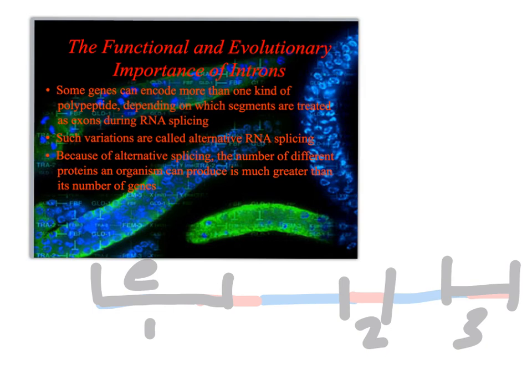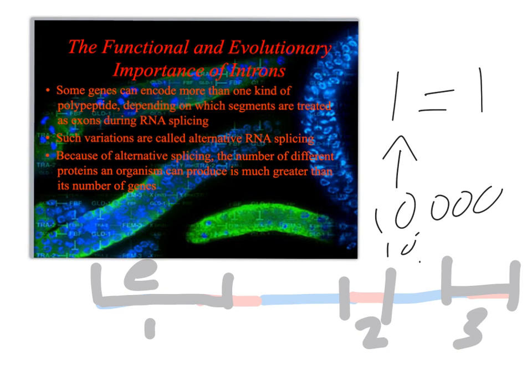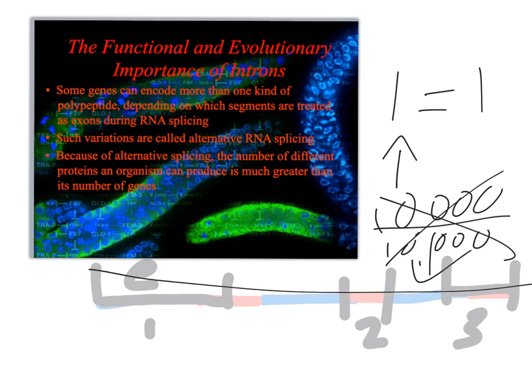We used to think that one gene equaled one polypeptide or protein, but now, because of RNA splicing and because things can be spliced differently, we can get a lot more proteins. The number of proteins that are possible is greater than the number of genes. We used to think if you had 10,000 genes, you could produce 10,000 proteins. Now that is not the case. You could produce a lot more just depending on how it's spliced, once again giving more variation and more diversity in our population.